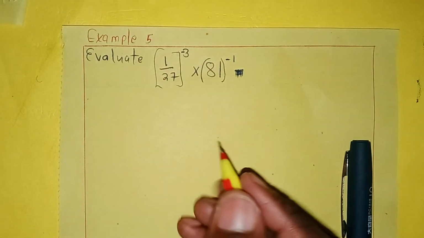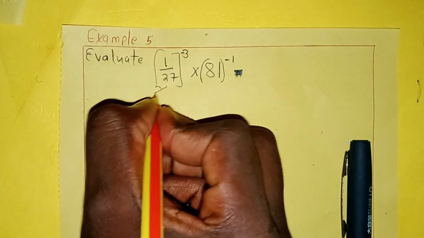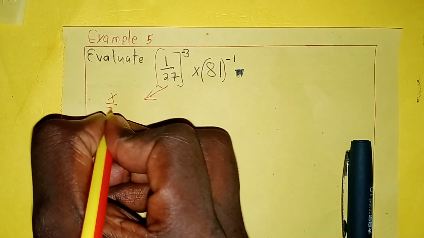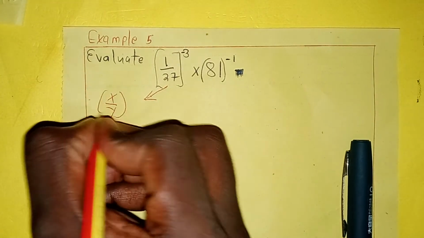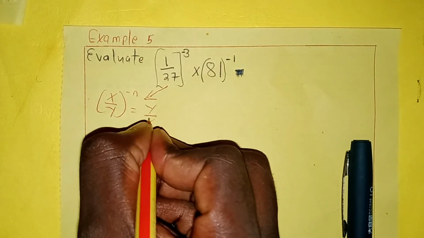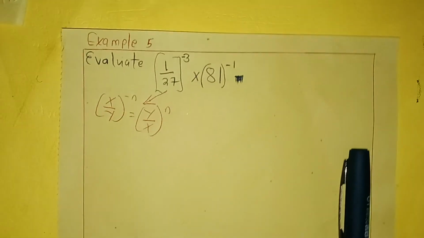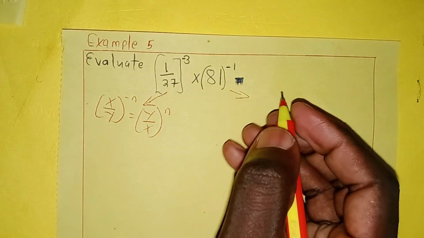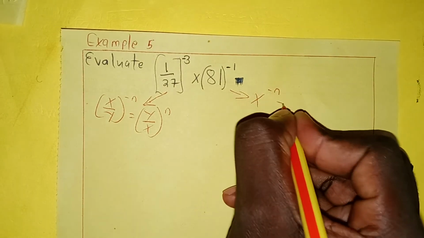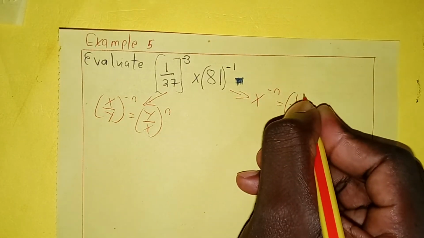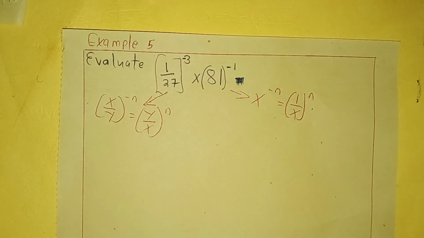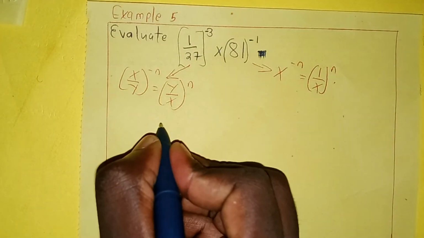Now at this first part we will apply this law of indices: (x over y) raised to negative n is y over x raised to n. Then this second part will apply this law: x raised to negative n is equal to 1 over x to the power n. Now, solution.